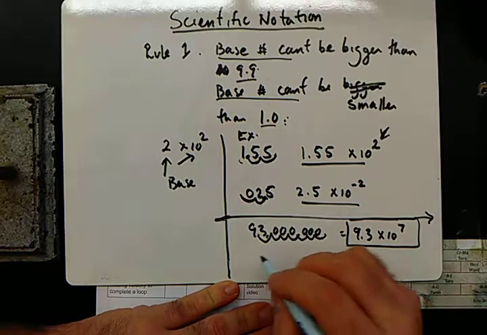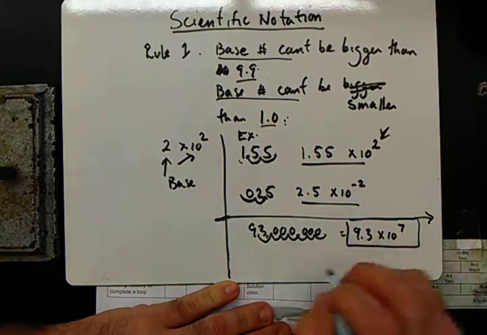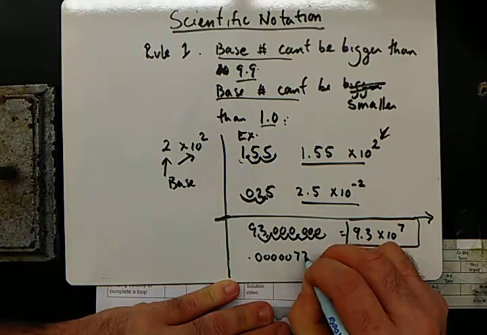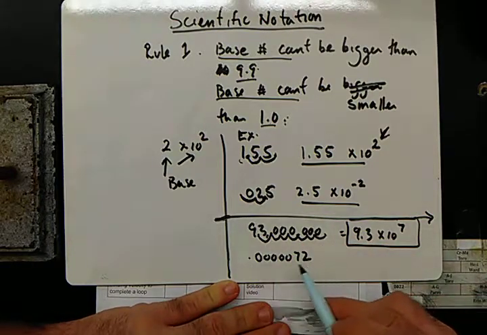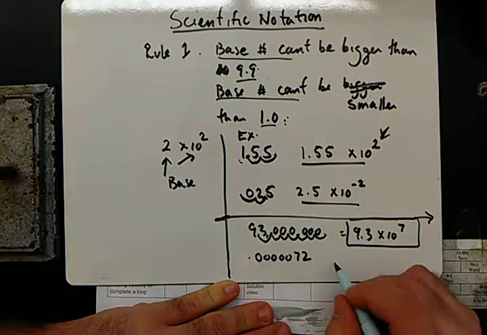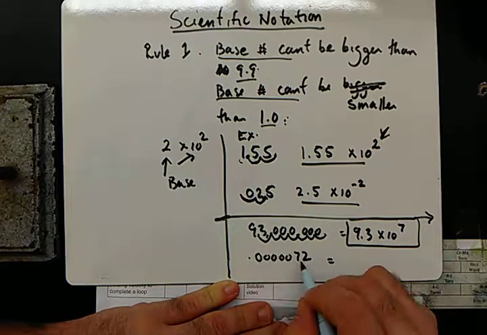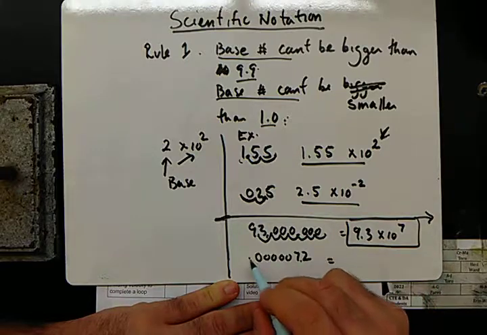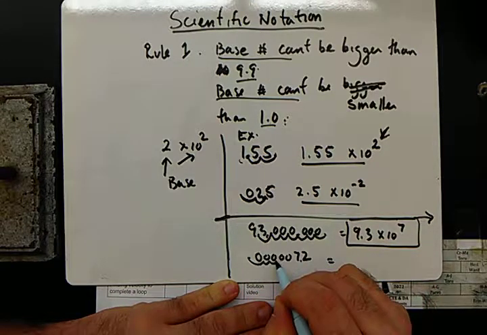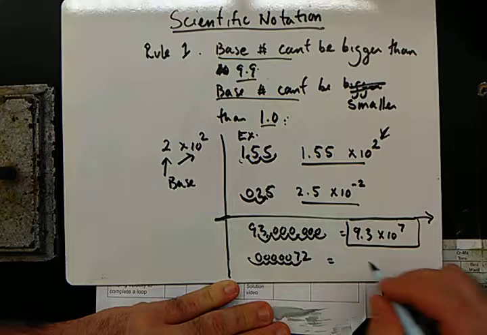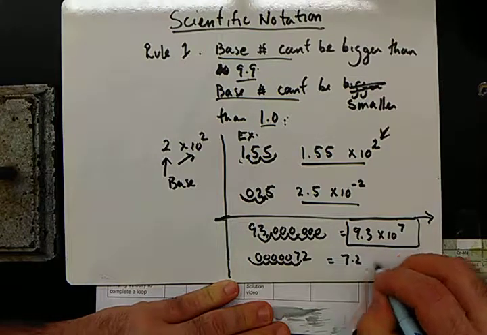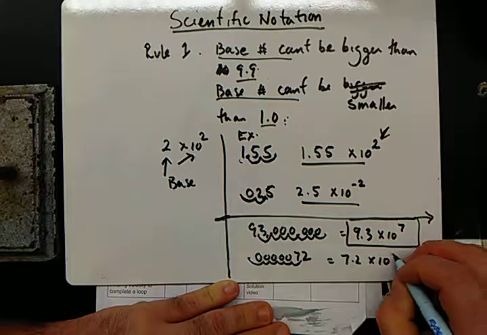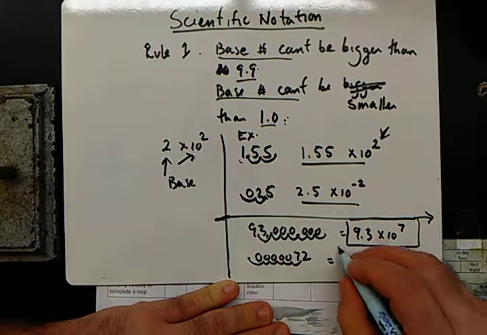So let's just try one tiny number. Okay, I don't know what that represents, but it's just a number that's small. You want to get the base to be between 1 and basically 9.9. 1, 2, 3, 4, 5, 6. So we got 7.2 times 10. Again, the number is tiny, so we go negative, negative 6. Okay, so that's how that works.